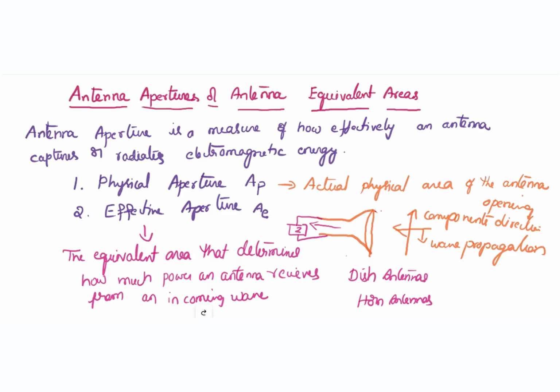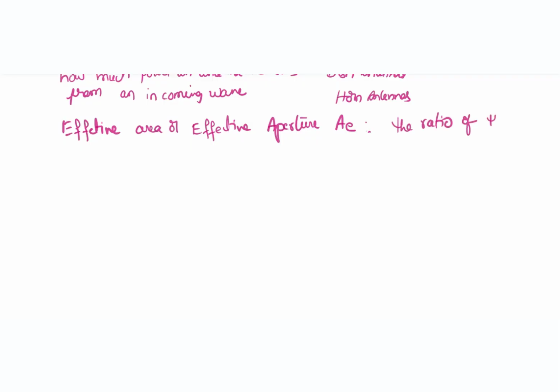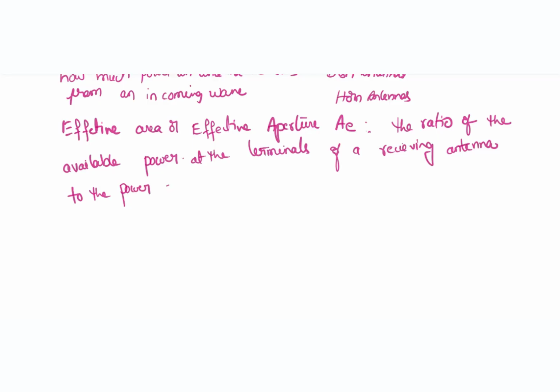Okay, then this effective area or effective aperture is nothing but the ratio of the available power at the terminals of a receiving antenna to the power flux density of a plane wave incident on the antenna.